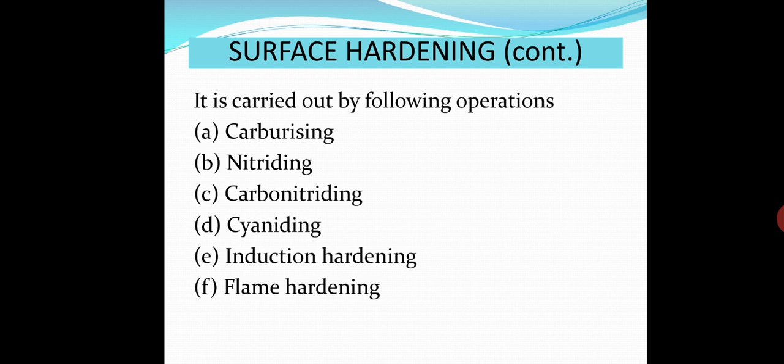Different types of surface hardening processes are carburizing, nitriding, carbonitriding, cyaniding, induction hardening, and flame hardening. By considering the material, one of these methods is chosen.